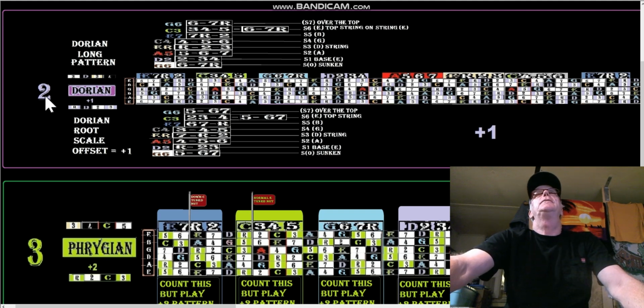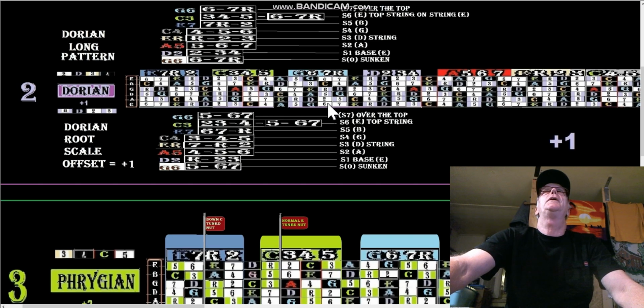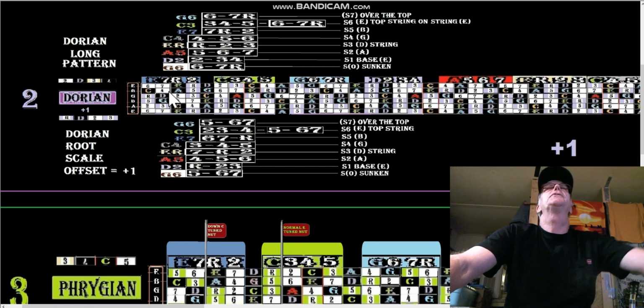Here's the Dorian. It's the second scale member of the major scale. It has an offset of 1 from the root. Okay, so this chart I've really advanced on, and I guess we're going to have to spend a little time on it. So here's your Dorian scale.